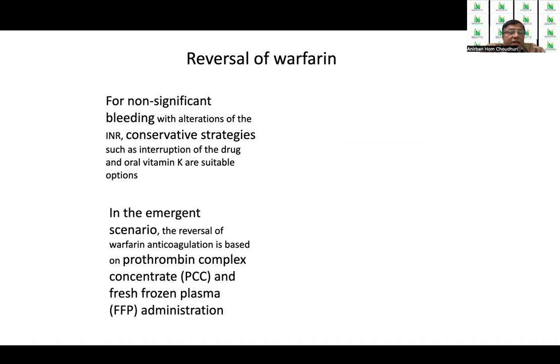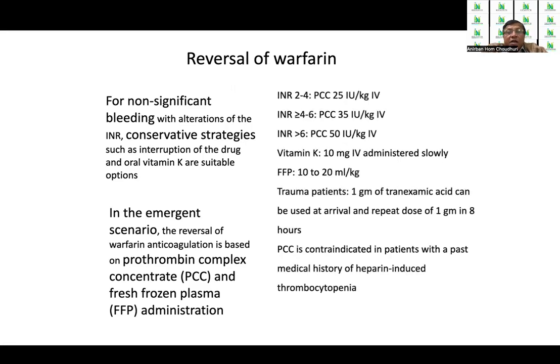In an emergent scenario, the reversal of warfarin anticoagulation is based on prothrombin complex concentrate and FFP administration. And this dosing is based upon the INR levels. If it is between 2 to 4, then prothrombin complex concentrate 25 international units per kg IV. As it increases to 4 to 6, 35, and for more than 6, it is 50. In addition, vitamin K and fresh frozen plasma.